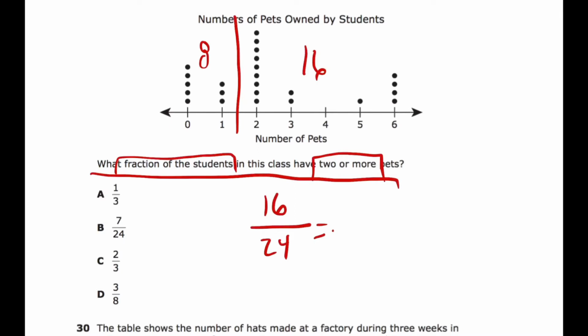So I need a common factor of 16 and 24. And so if I list out my factors of 16, that's 1 and 16, 2 and 8, 4 and 4. So common factors of 24. That looks like 8 is going to be my greatest common factor. So if I divide by 8, 16 divided by 8 is 2, 24 divided by 8 is 3, 2/3, and yep, that does match an answer choice, so I'm good to go.